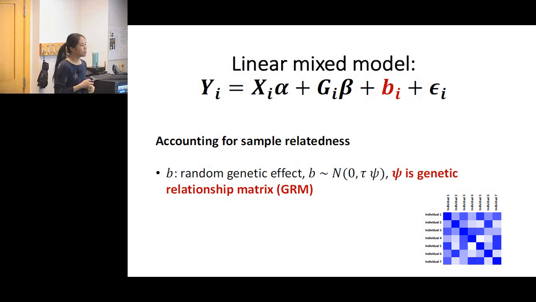So usually people use a linear mixed model to perform GWAS when we have related samples. So here, compared to the regular linear model, we have a random effect here, b, and b follows this multivariate normal distribution, and we have phi here, and phi is an n by n matrix to represent the sample relatedness for each pair of samples. So you can see we have 7 samples here, and we can construct a 7 times 7 GRM, which is this n by n matrix, to show how closely each 2 samples are related to each other.